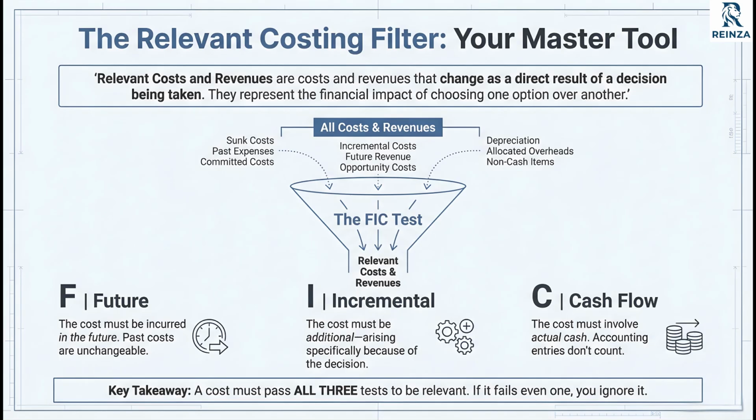Here is the key takeaway. A cost must pass all three tests to be relevant. If it fails even one test, you ignore it completely. Exam tip: in your exam, systematically apply the FIC test to every cost in the question. Write FIC in the margin and check each cost against all three criteria. This will prevent you from including irrelevant costs in your calculations.